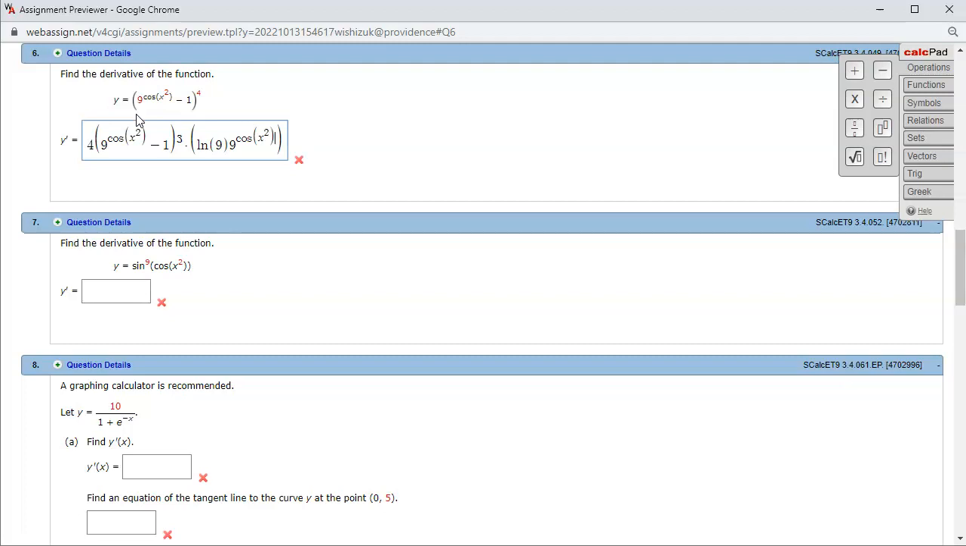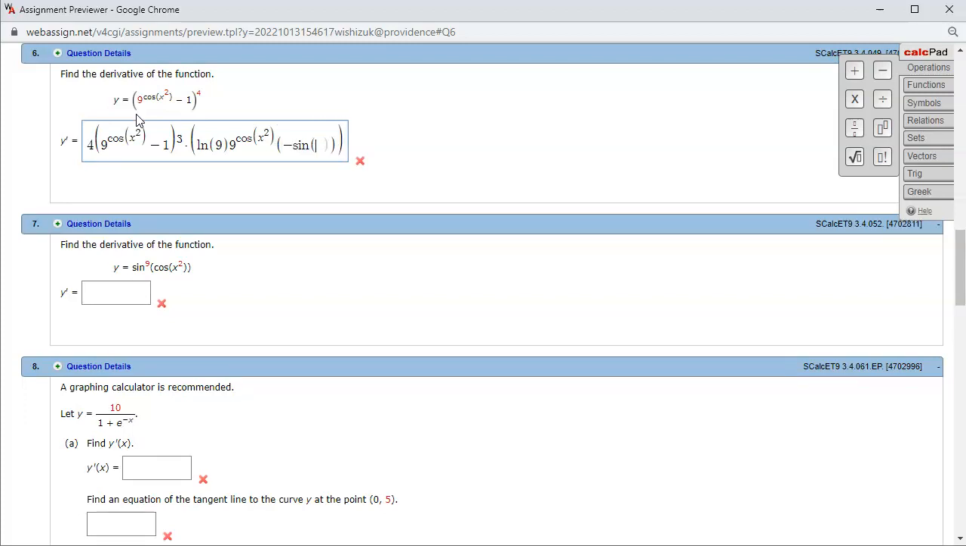Then we have to multiply by the derivative of cosine of x squared, which is going to be negative sine of x squared, and times the derivative of x squared, which would be 2x, so we have to multiply by that. And then the derivative of negative 1 is going to be 0, so it goes away. So we have that. Then we just need to clean up a little bit here.